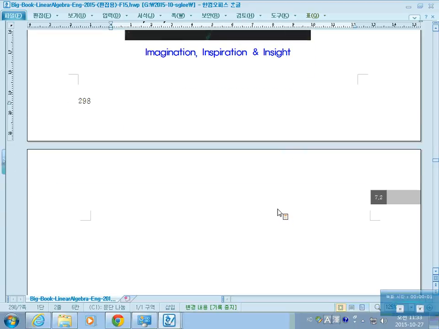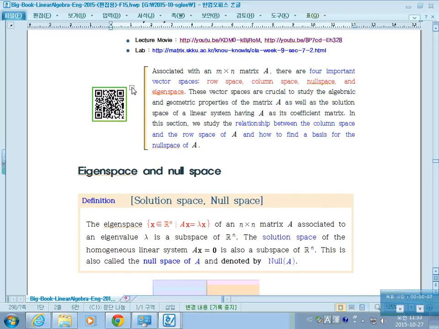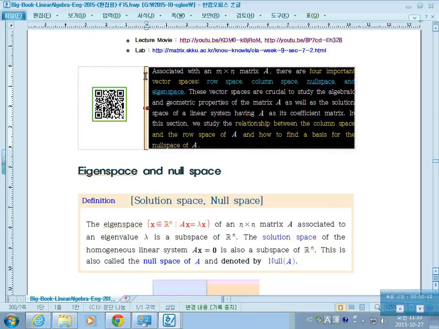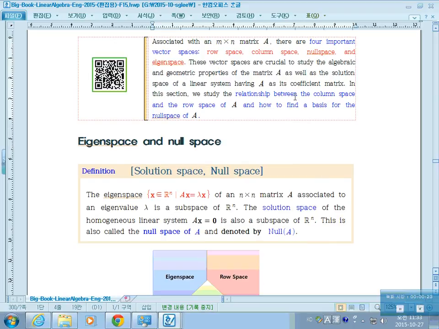At section 7.2, basic spaces of a matrix. For a given matrix A, we can think of a row space of that matrix, column space, null space, and eigenspaces. We will find the relationship between those spaces, and we will also learn how to find the basis for the null space of A.